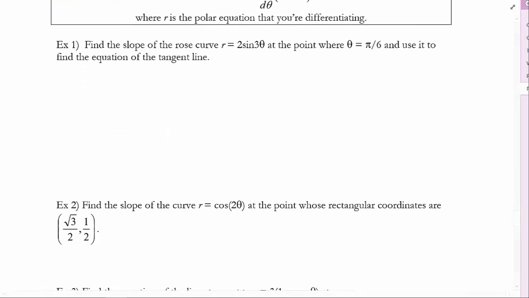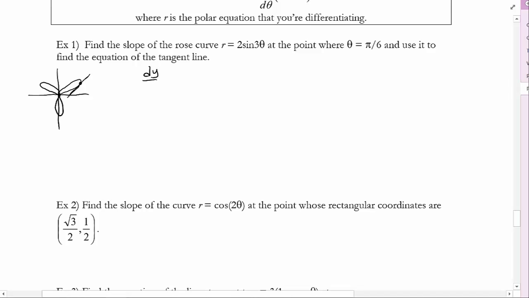Find the slope of the rose curve r = 2 sin 3θ at the point where θ = π/6, and use it to find the equation of the tangent line. You don't need to know this, but basically that polar curve looks something like this. I apparently can't draw, I'm terrible at drawing those. We want to find the slope at θ = π/6, so maybe somewhere right here, and I want the slope of the tangent line to that curve. But long story short, it's really just the equation here.